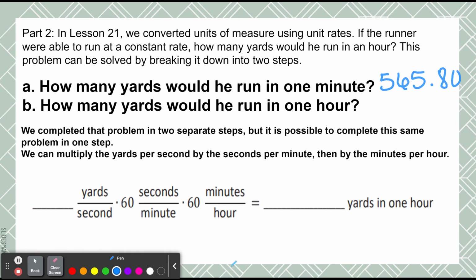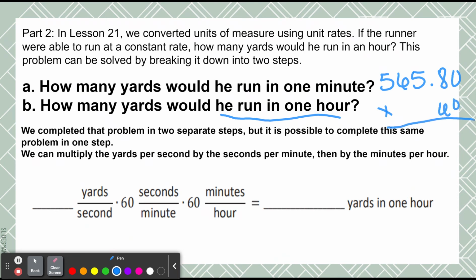Okay, so I have put his 565.80 yards in a minute right up there. But now I need to find out how many he can run in an hour. Well, again, I know that there's 60 minutes in 1 hour. So if this is what he can do in 1 minute, if I want to know what he can do in 60 minutes, I'm going to, again, multiply this times 60.